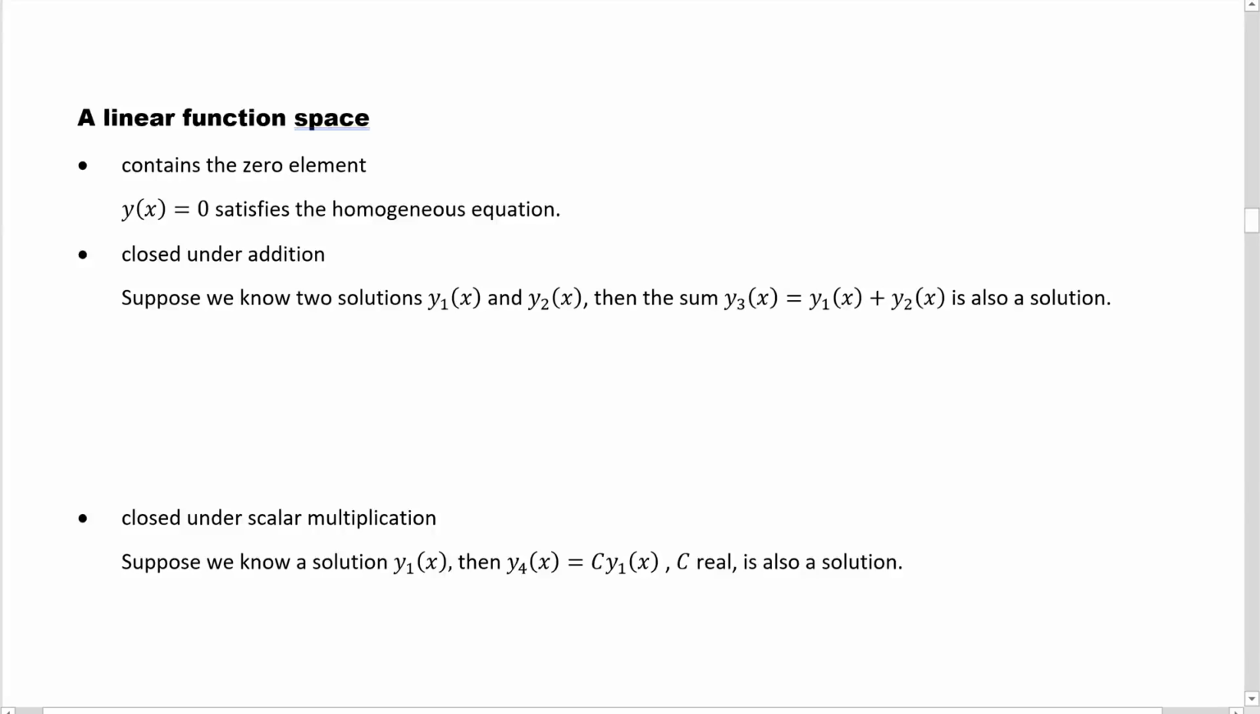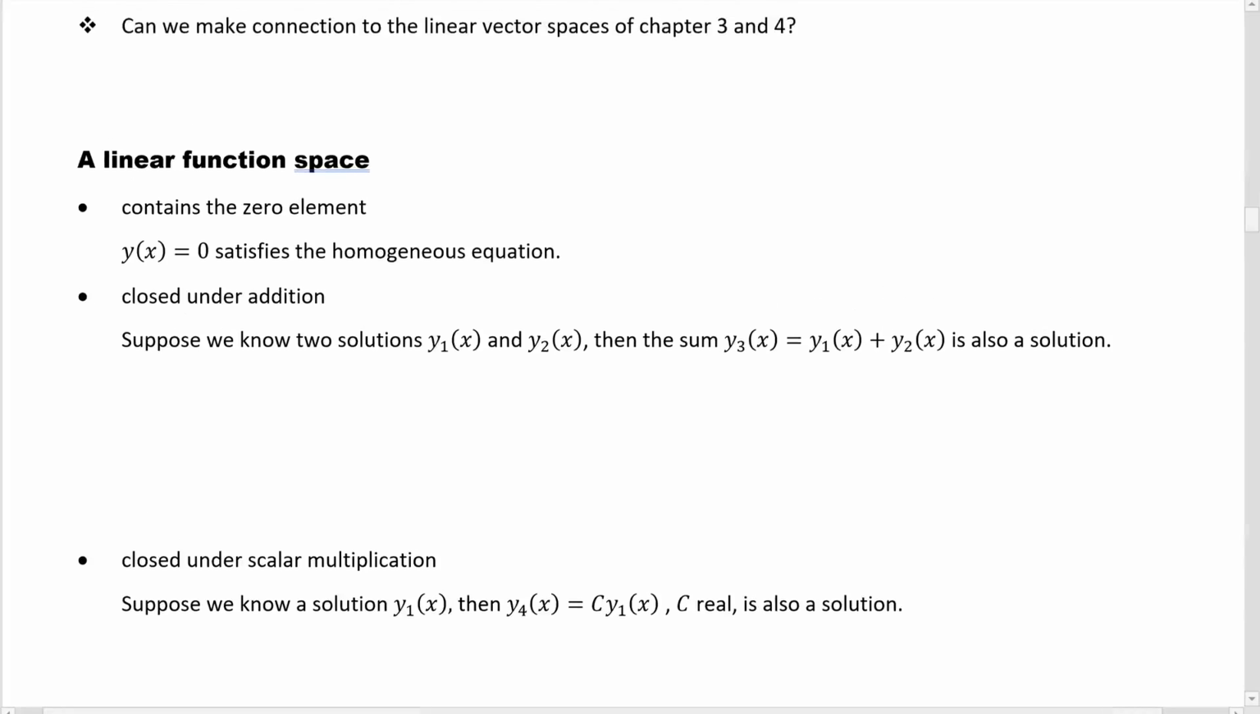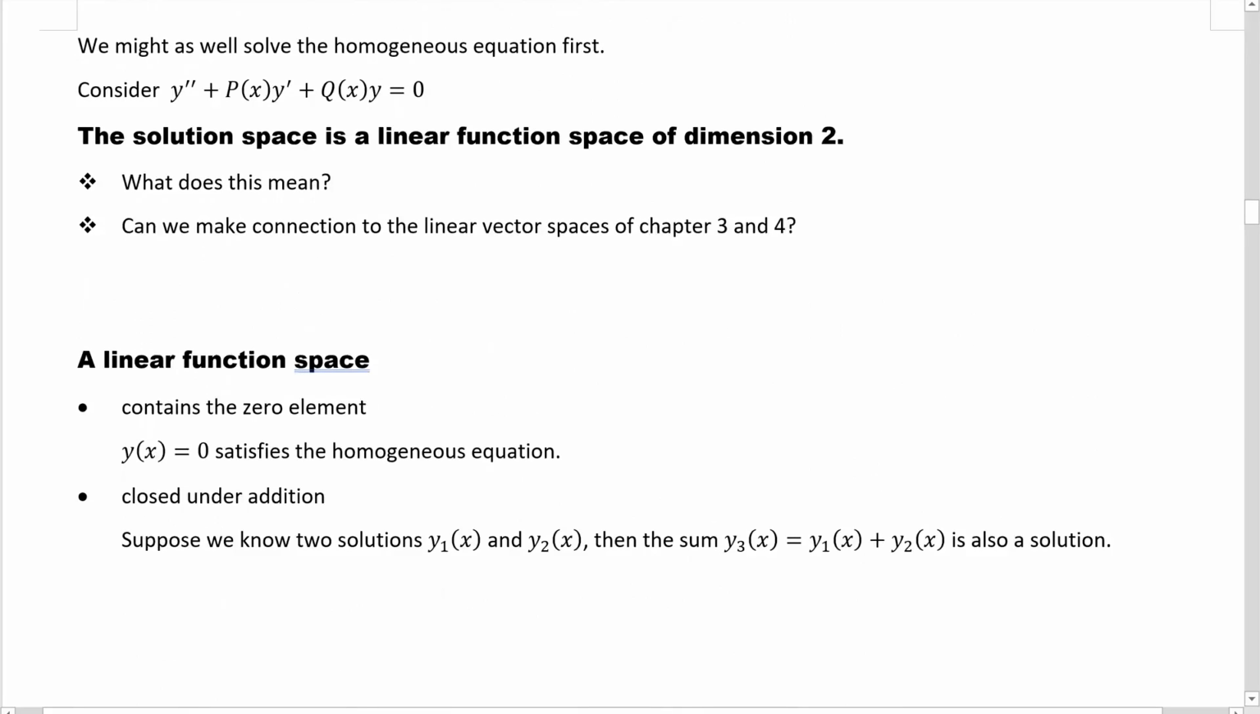So what is a linear function space? A linear function space contains the 0 element. So you can see we have the homogeneous. So this is the homogeneous.